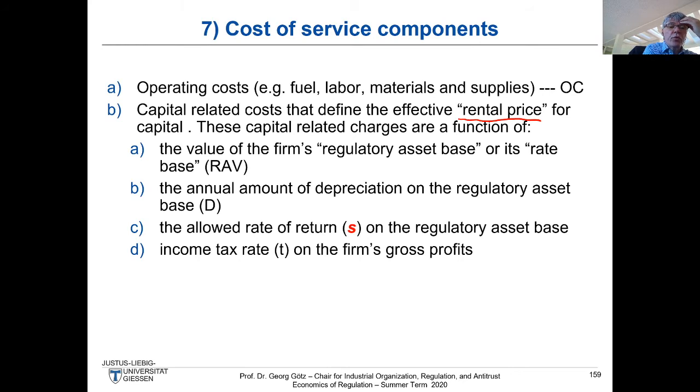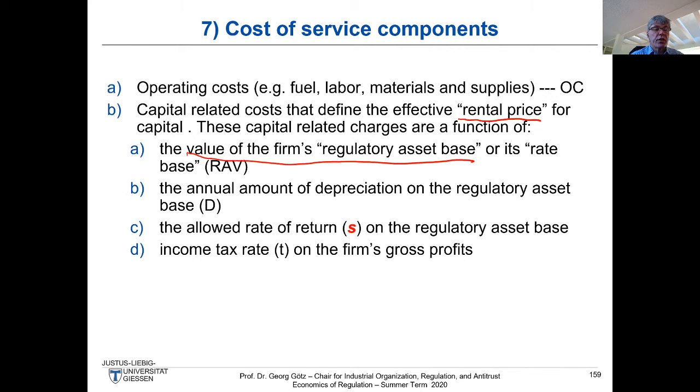The point is, you start with some value of your asset base. So just think of an electricity transmission operator. They have all these cables, all these transmission lines, of course, and they made some investment, and that's the value of their regulatory asset base.